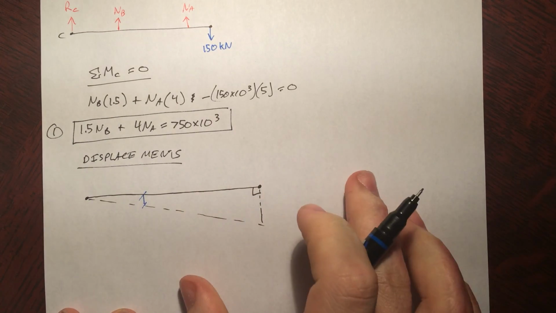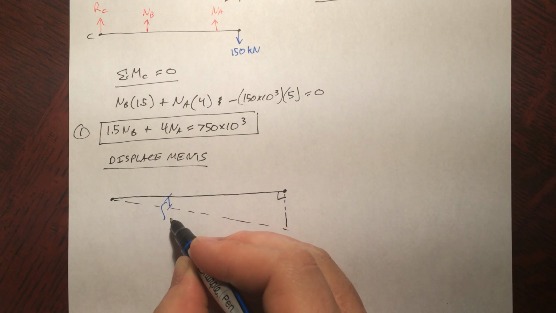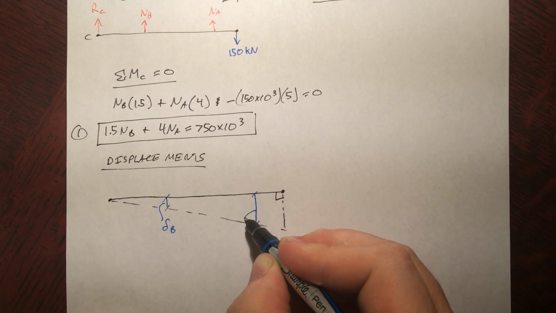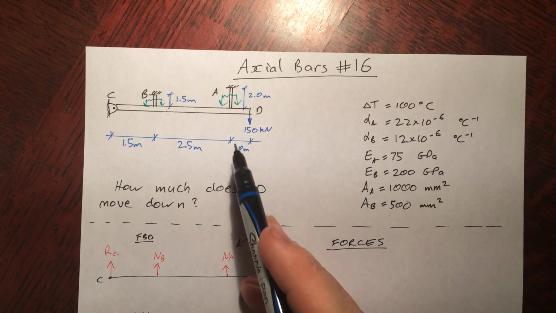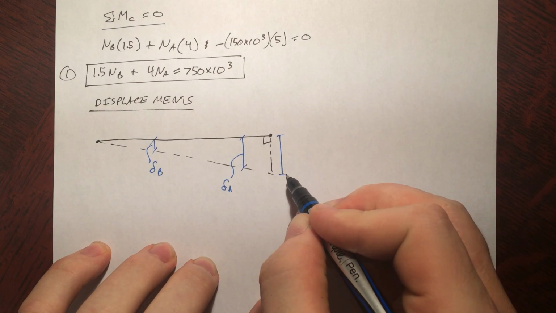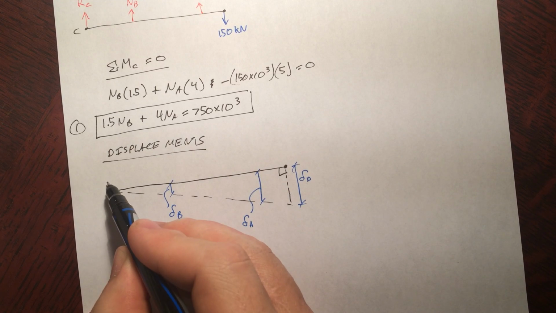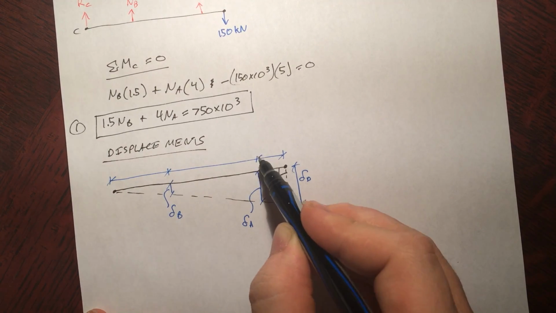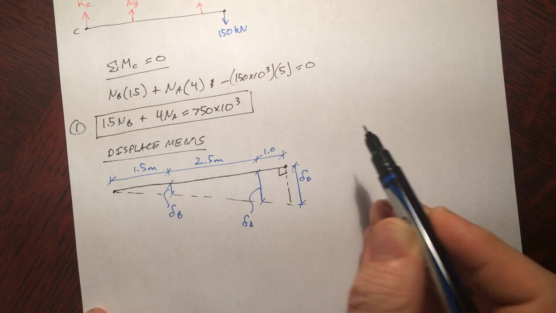So the displacement of this point here is the displacement B, so we can say delta B. The displacement here, delta A, because that's how much this piece is going to move down. And of course the very end, this whole distance here, delta D. Now using similar triangles, we need to have some dimensions here. Quickly drawing them back in: 1.5 meters, 2.5, 1.0.